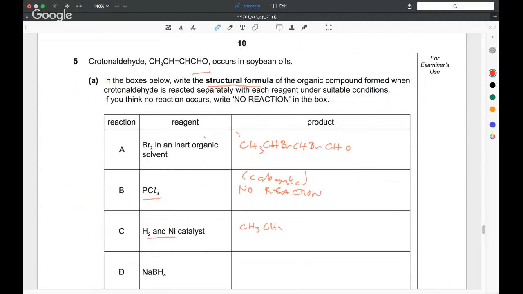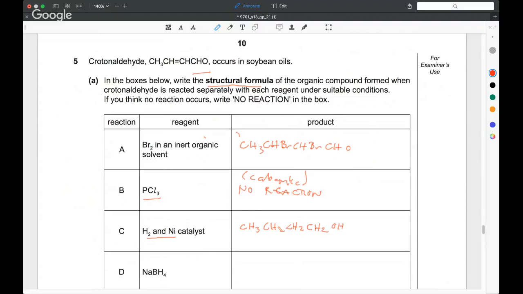So the double bond, instead of being CH double bond CH, is now CH2, CH2. It's a standard carbon-to-carbon single bond. But also, look very carefully because the aldehyde can also be reduced. So there are two changes going on here. The first change is the double bond becoming a single-bonded carbon with the hydrogens there. And if you reduce an aldehyde, you end up with a primary alcohol.